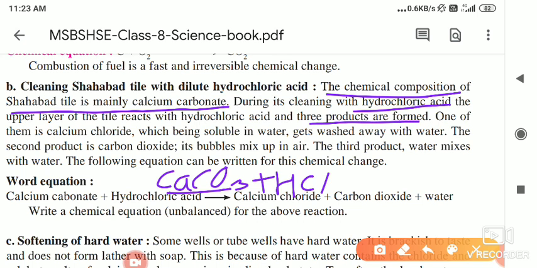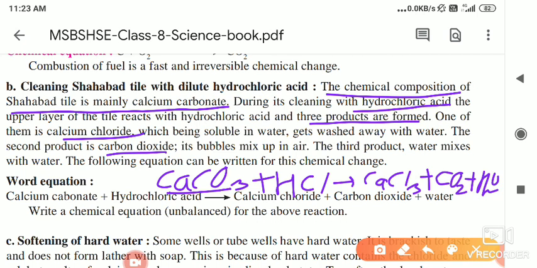One of them is calcium chloride, that is CaCl2. Next, it forms CO2. This reaction is actually not balanced, so I am giving this for information only. The carbon dioxide bubbles mix up with the air, then a water molecule also forms, and the calcium chloride is formed. The following equation can be written.